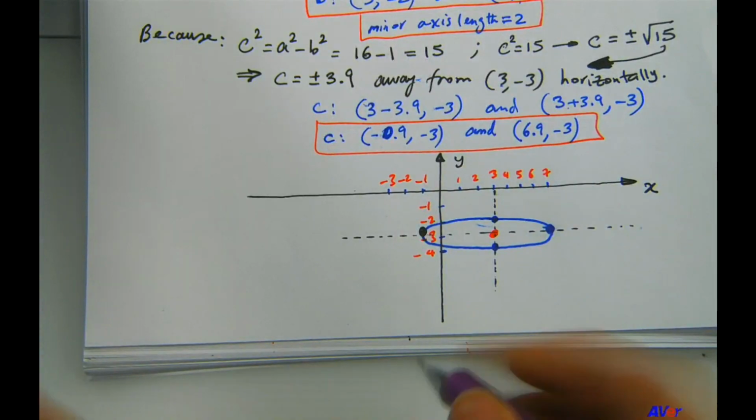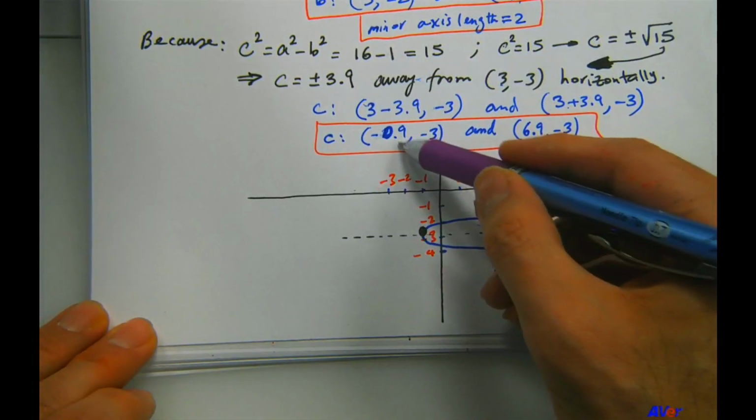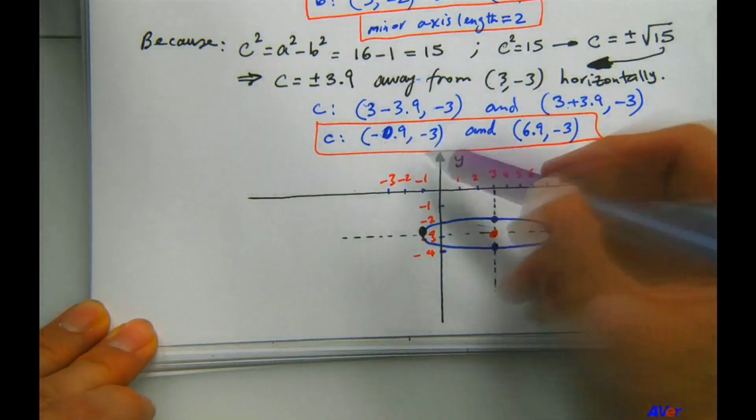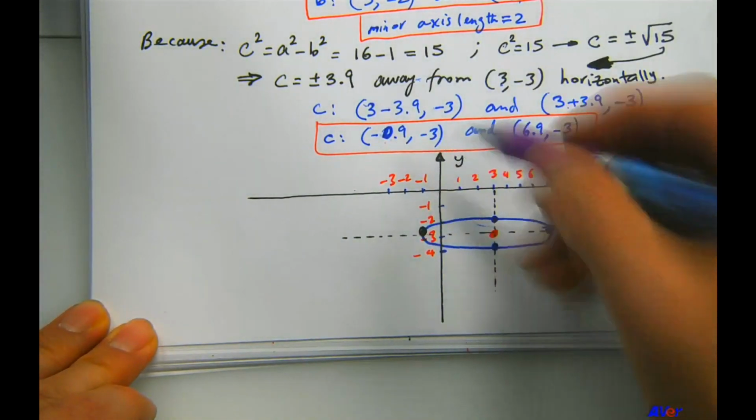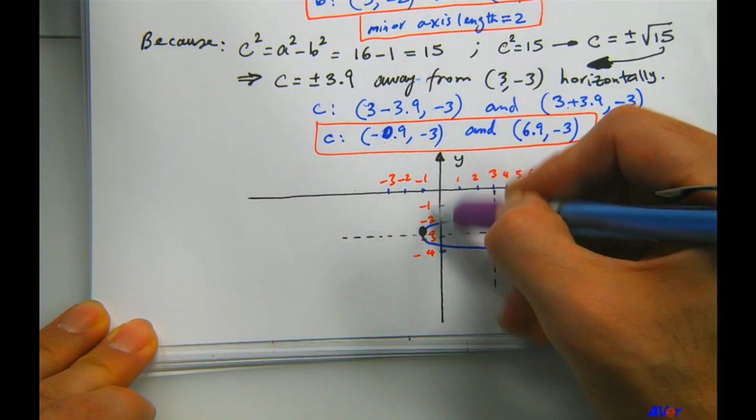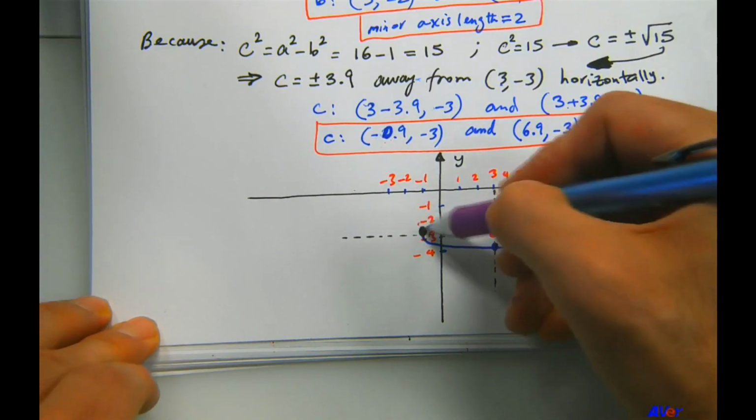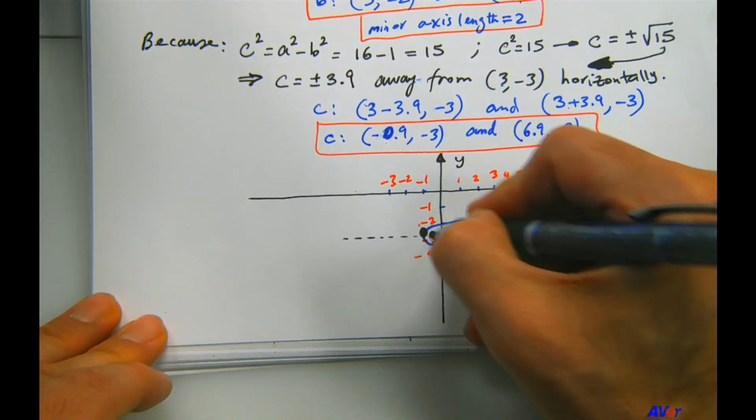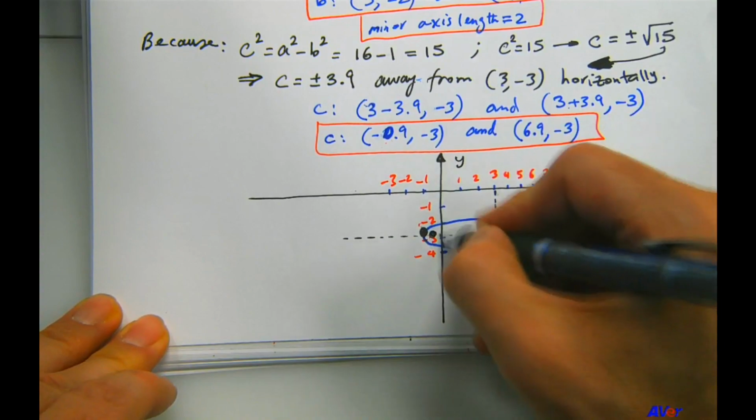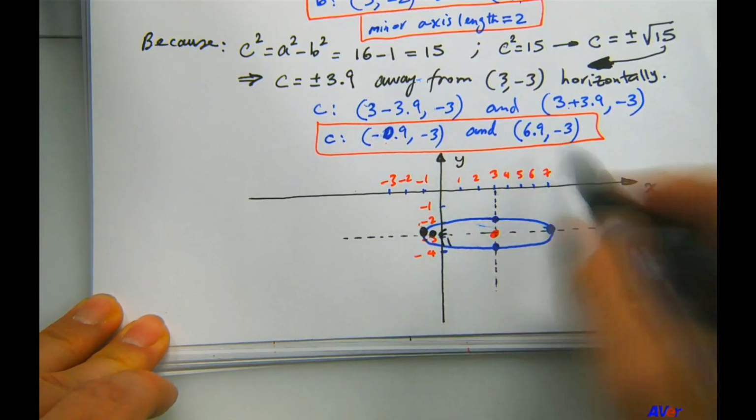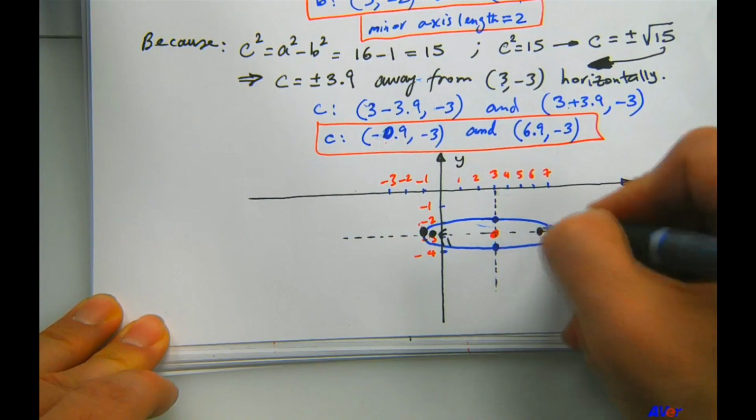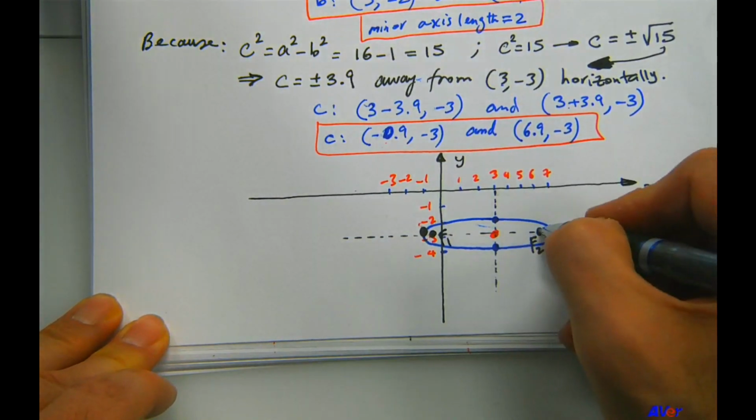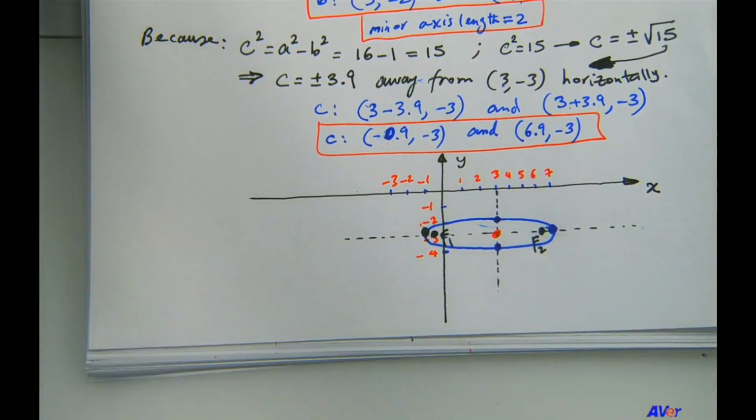So that'll be minus 0.9 comma negative 3. So minus 0.9 would be here. It would be very close to the vertex here. So right there we have F1, and F2 would also be very near here. F2 would be here inside the ellipse.